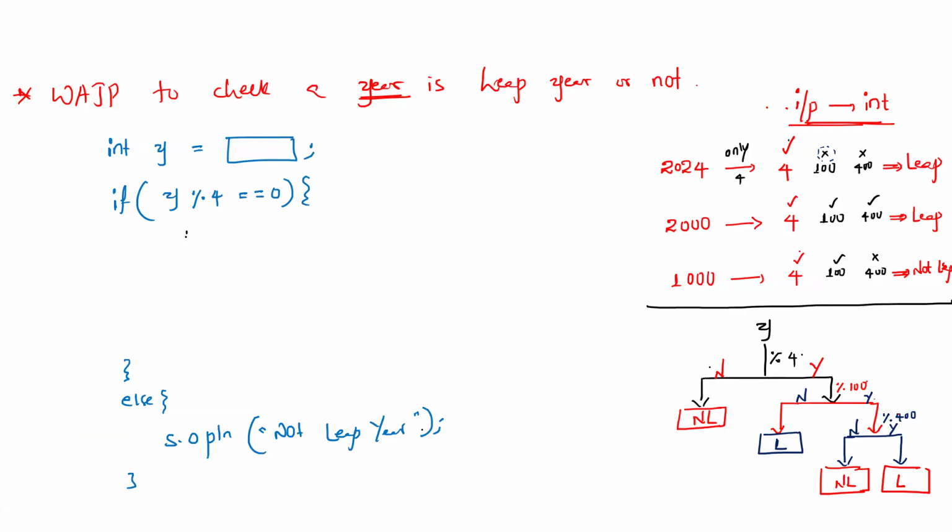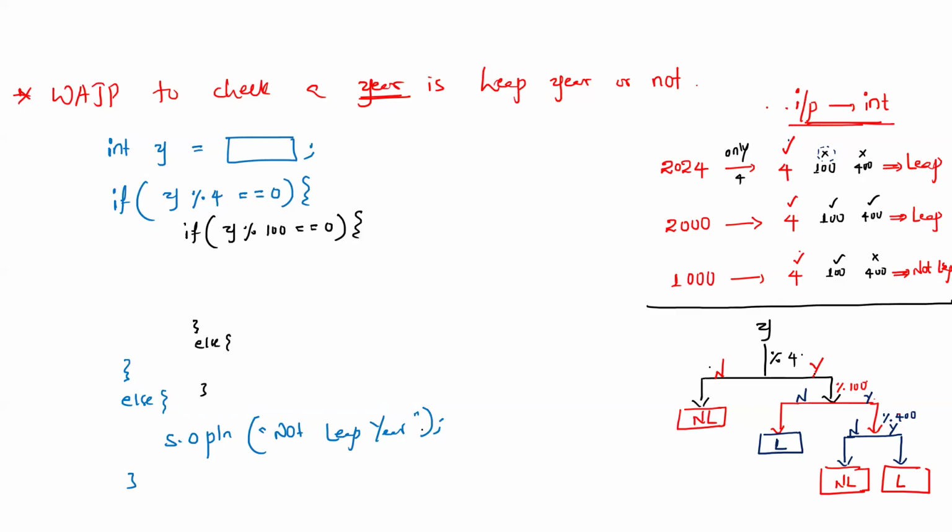Inside this again we have to write one more if. What is the next number to be checked? 100 double equals 0. Correct? If this is yes, can we make some conclusion? Here only yes. Leap year or not leap year? 4 is checked. 100 is also checked. With the help of 100 only, can we say it's yes or no? No. But if 100 is no, then what's the alternate for that?